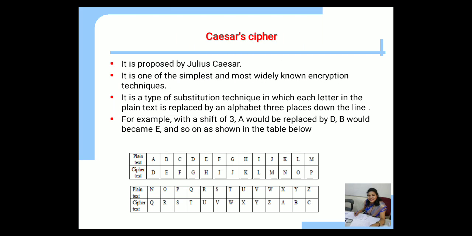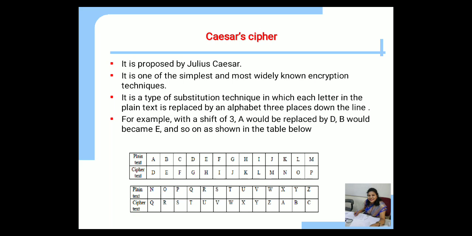It is proposed by Julius Caesar. It is one of the simplest and the most widely known encryption techniques. It is a type of substitution technique in which each letter in a plain text is replaced by the alphabet 3 places down the line. What does 3 places down the line mean? If your plain text has the character A, then 3 places down means after A, that is B, C, so D.